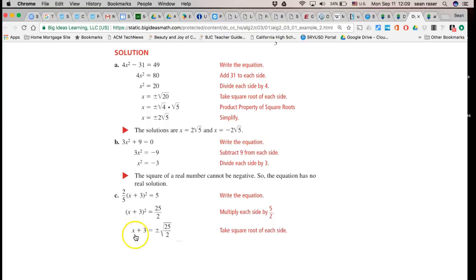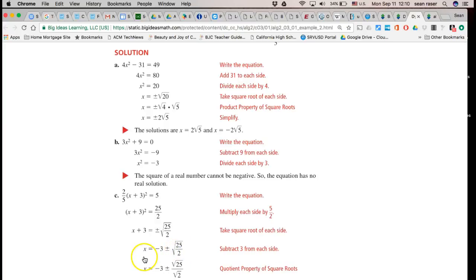Now look what happened. We're left with x plus 3 because the square root gets rid of the exponent. Okay, now we still have to isolate x. So let's subtract 3 from both sides. Don't forget your plus or minus. And we know that we're going to have 2 answers to this problem. So here, our 2 solutions are going to be -3 plus root 25/2 and -3 minus root 25/2.